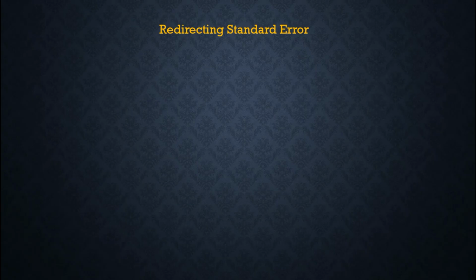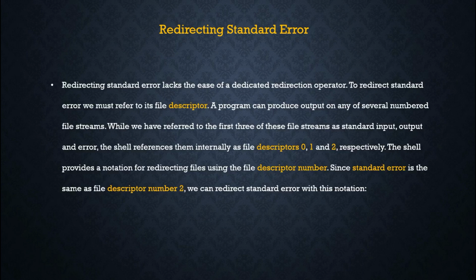Let us now talk about redirecting the standard error. Redirecting standard error lacks the ease of a dedicated redirection operator. To redirect standard error, we must refer to its file descriptor. A program can produce output on any of several numbered file streams. While we have referred to the first 3 of these file streams as standard input, output, and error, the shell references them internally as file descriptors 0, 1, and 2, respectively.